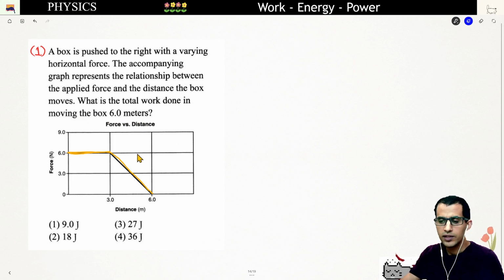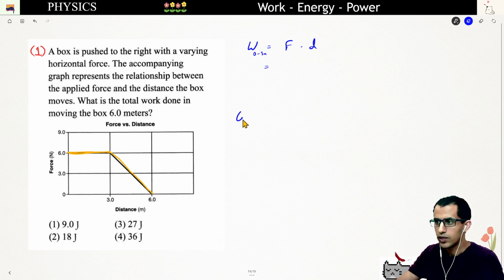So what we can do here is calculate the work done during the first 3 meters by using the equation work equals force times displacement. That's from 0 to 3 meters. And then we can find the work done from 3 to 6 meters and use the average force during this displacement. Force times displacement. And we would add these two values together.